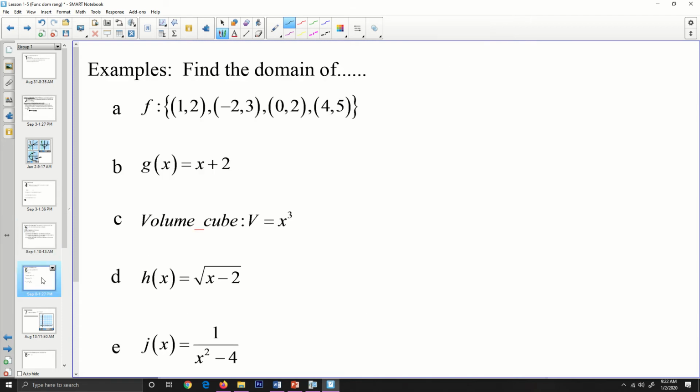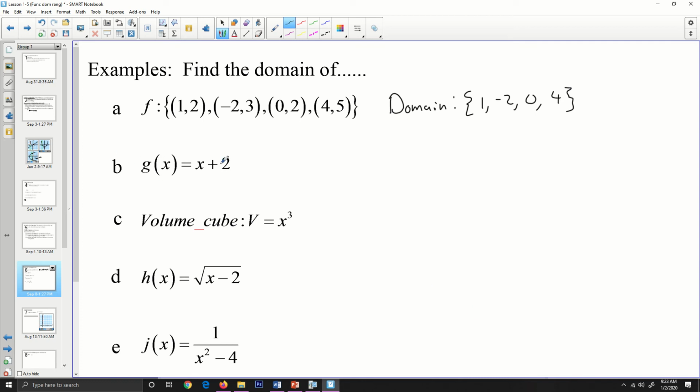Let's talk about some examples for finding domain. We're going to do some by hand, and we're also going to use the graphing calculator to get us at least part of the way there. If you're given just a set of values, it says find the domain of this function f, which is defined as a set of 4 ordered pairs. The domain for this is going to be the set of values 1, -2, 0, and 4. It's going to be the x values of each of those pairs.